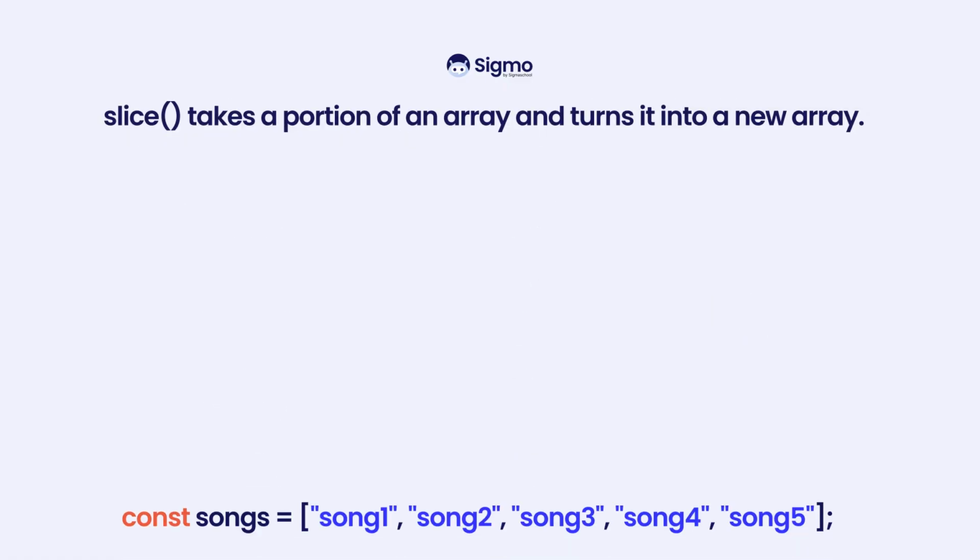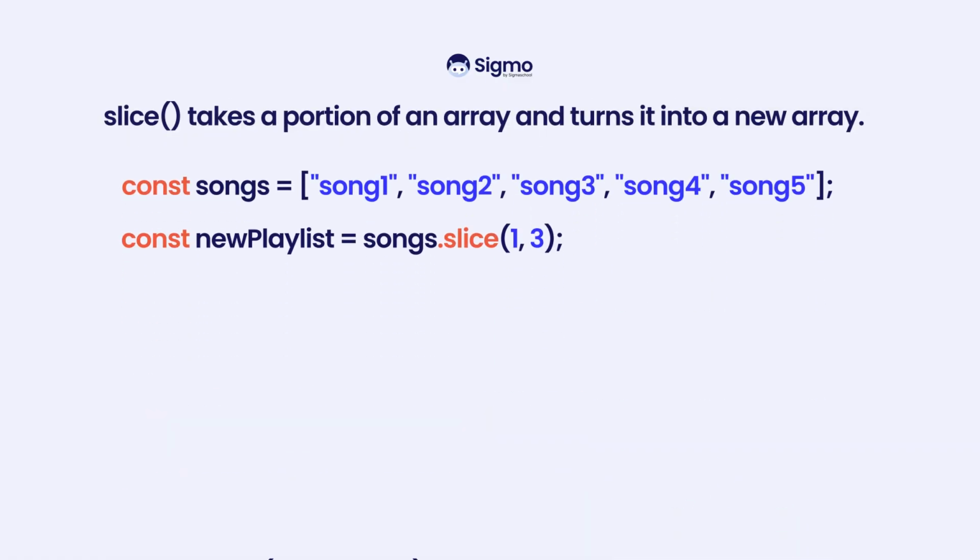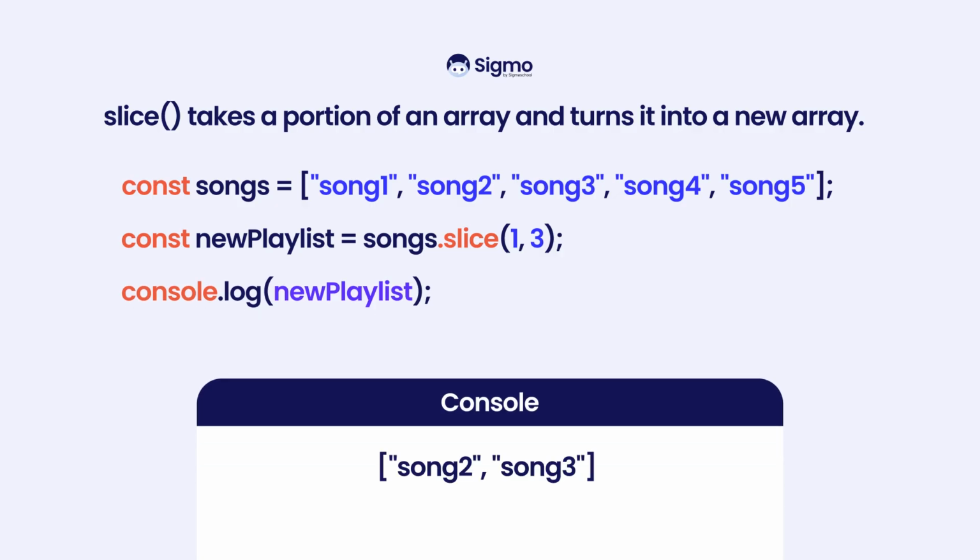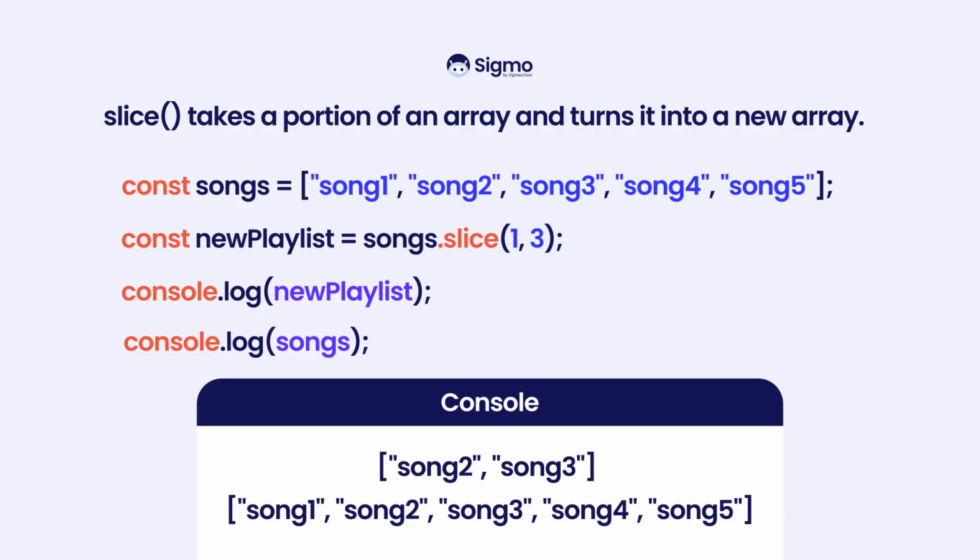Slice is a built-in JavaScript method that lets you take a portion of an array and turn it into a new array. The best part is, it does this without changing the original array. Think of it like taking a few songs from your full playlist and putting them into a temporary queue. Your main playlist stays exactly the same.